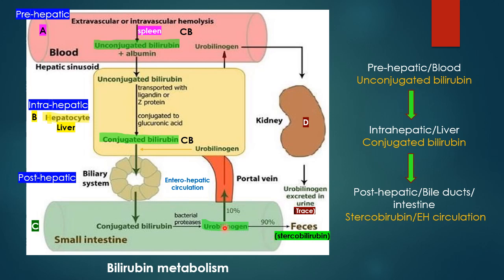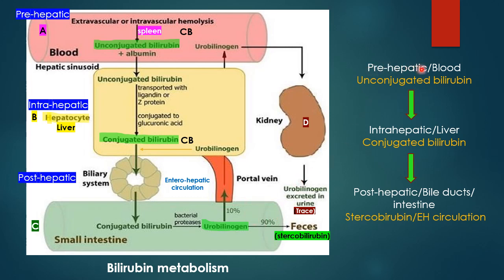A significant percentage, 10 to 20% of this urobilinogen, enters into the enterohepatic circulation between the small intestine and the liver, whereby the urobilinogen is recycled for further use. A small quantity diffuses back into the circulatory system, where it is then taken up by the kidney and excreted in the urine as urobilinogen.